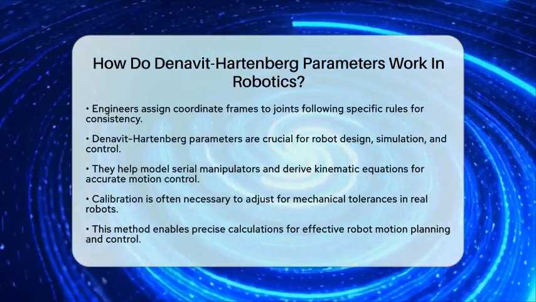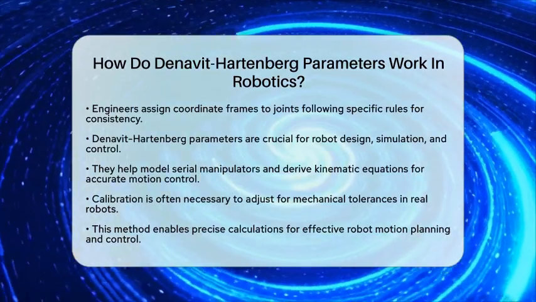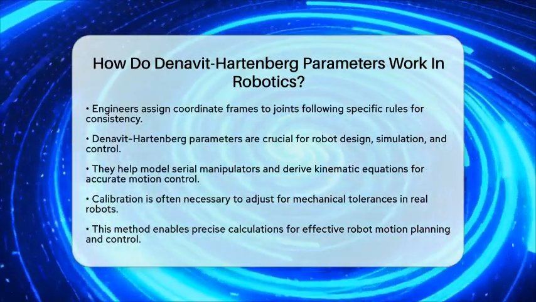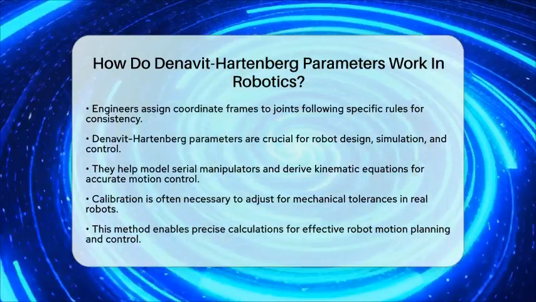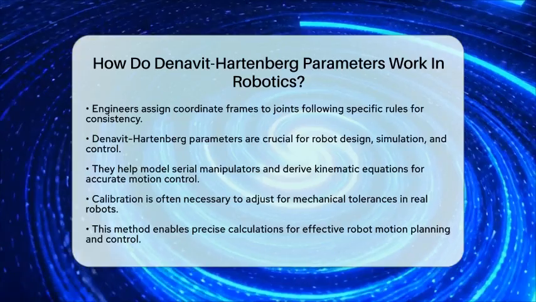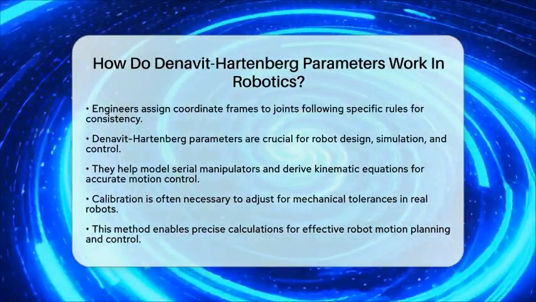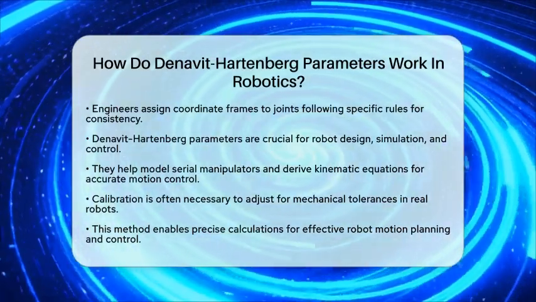In essence, Denavit-Hartenberg parameters provide a systematic method to assign coordinate frames and describe the spatial relationships between robot links and joints. This framework is fundamental for solving robot kinematics problems, enabling precise calculations of positions and orientations necessary for effective robot motion planning and control.